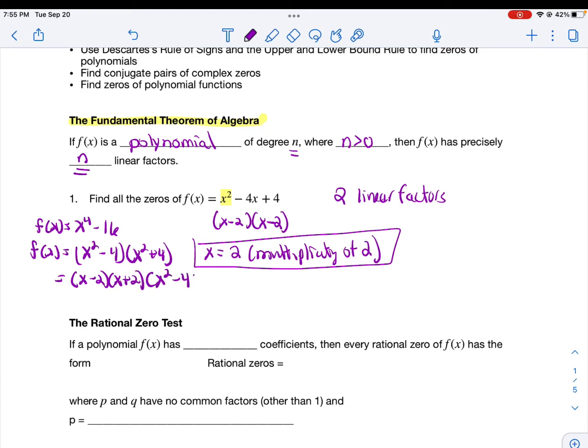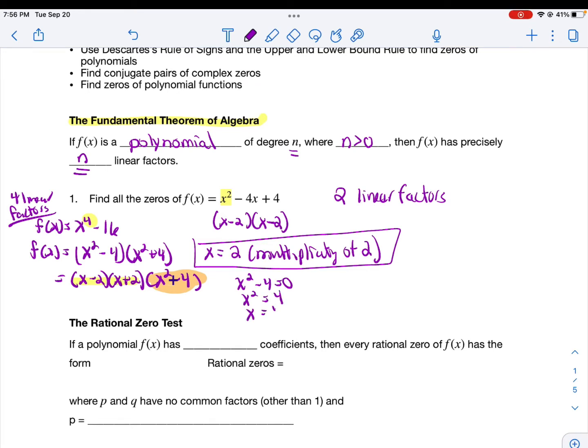Now, I still have a quadratic term here. And so I haven't gone all the way, because this is x to the 4th, so it tells me I should be able to write 4 linear terms, but I only have 2 linear terms and one quadratic. And x squared plus 4 does not factor. So I've got to figure out, okay, what can I do? Well, the key is to find the zeros first. So I'm going to take x squared plus 4 and set it equal to 0, and I'm going to solve this equation. If I can find the zeros, then I can find the linear factors.